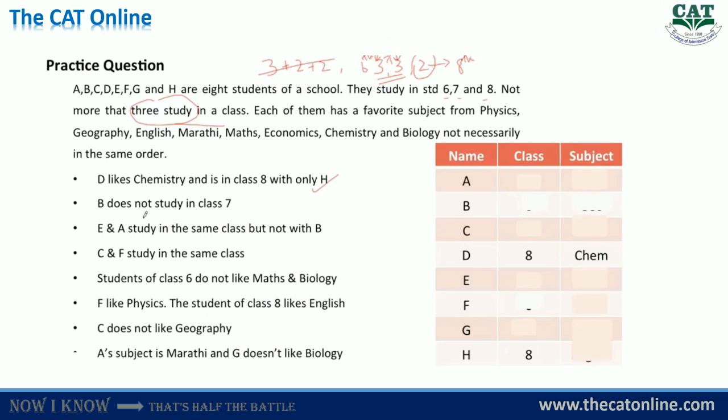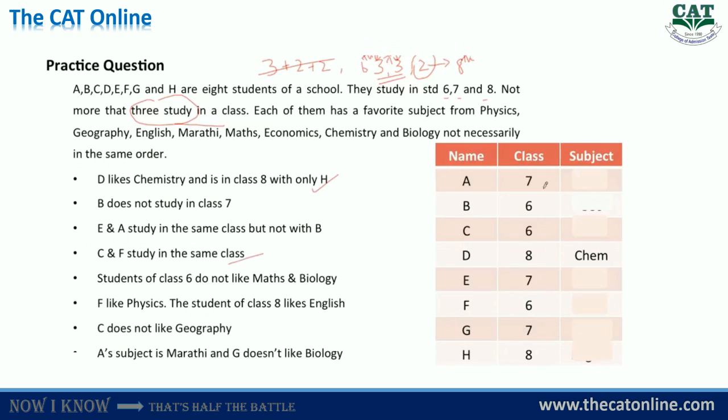B does not study in class 7. Now we already have 2 students who study in class 8. So in case B does not study in class 7, B will be studying in class number 6. E and A study in the same class but not with B. Now the only possible classes left are 6th and 7th, and in case E and A are not in 6th, it means E and A are in 7th. C and F are in the same class. Now we already have 2 students in class number 7. So in case C and F have to be in the same class, they need to be in 6 because there are 2 students missing in class number 6. So the only place left for G would be class number 7.